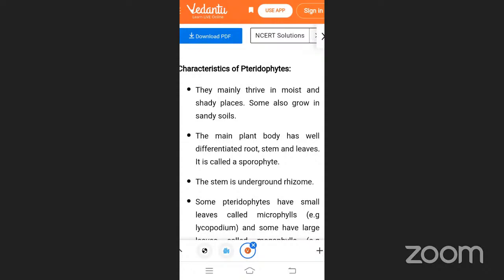So they are also called vascular cryptogams. Here the vascular system is present in the cryptogams, which are non-flowering plants, you know that. The vascular system is well developed, meaning xylem and phloem conducting tissue is present from the Pteridophyta onward. The embryo is developed in the Bryophyta, but the vascular system is developed in the Pteridophyta.